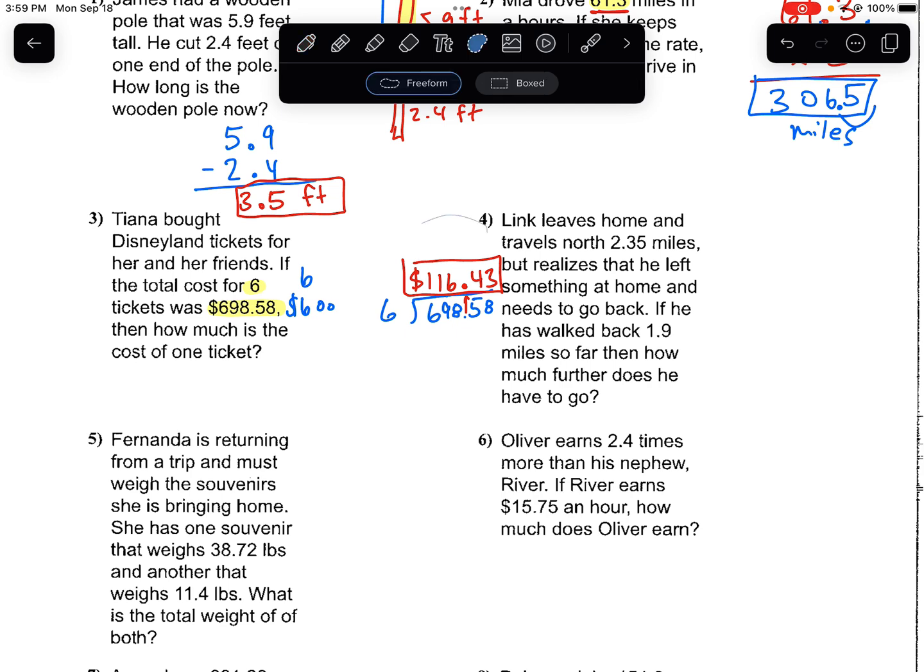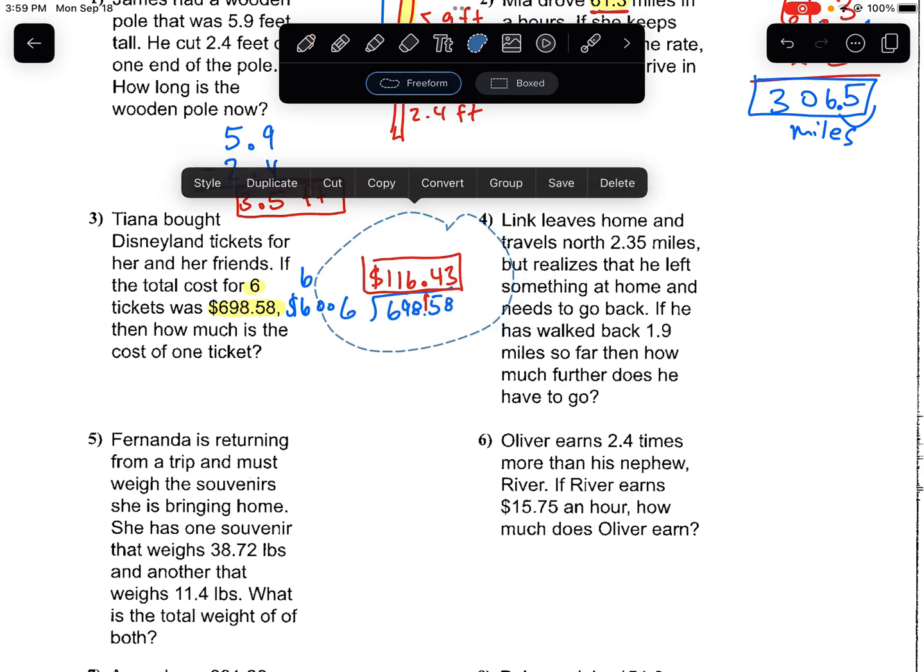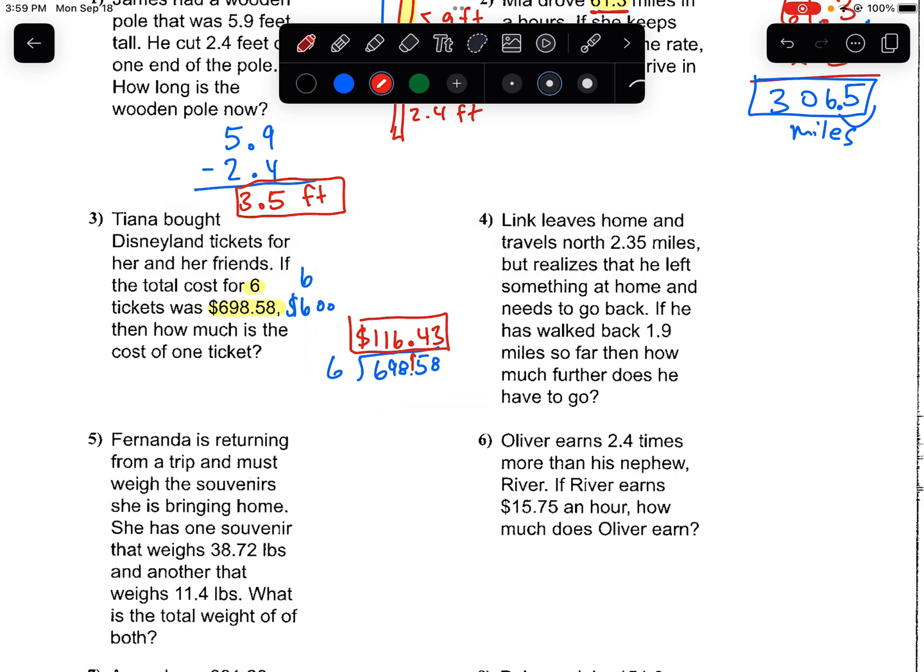All right, let's look at number 4. It says, Link leaves home and travels north 2.35 miles, but realizes that he left something at home and needs to go back. If he has walked back 1.9 miles so far, then how much further does he have to go? Ooh, this is a tricky one. I'm going to start by drawing.